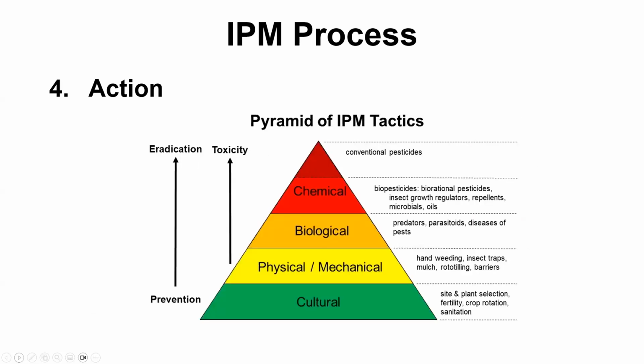And then finally, it's time to take our action. This is where this pyramid really comes in. If you look at this pyramid, you're going to start at the bottom, right? You don't start at the top of the pyramid, and you're going to use cultural control, physical control, biological control, and chemical control, which usually is people's first thing to do, is the last thing that you do. And using these other tactics will reduce the amount of pesticide use, just because a lot of them will take care of the pests that you're trying to manage.